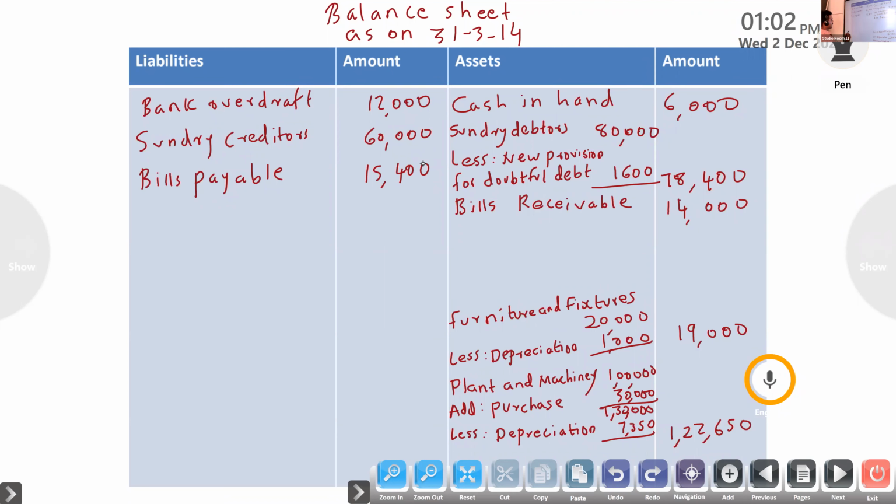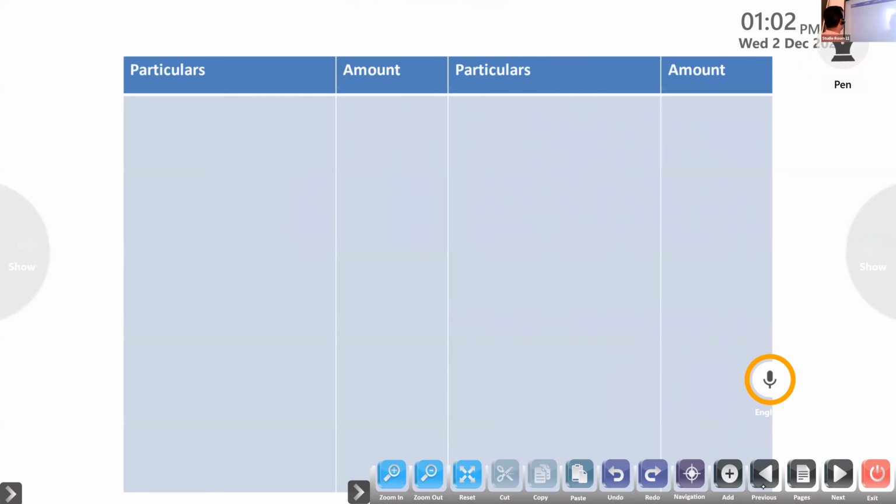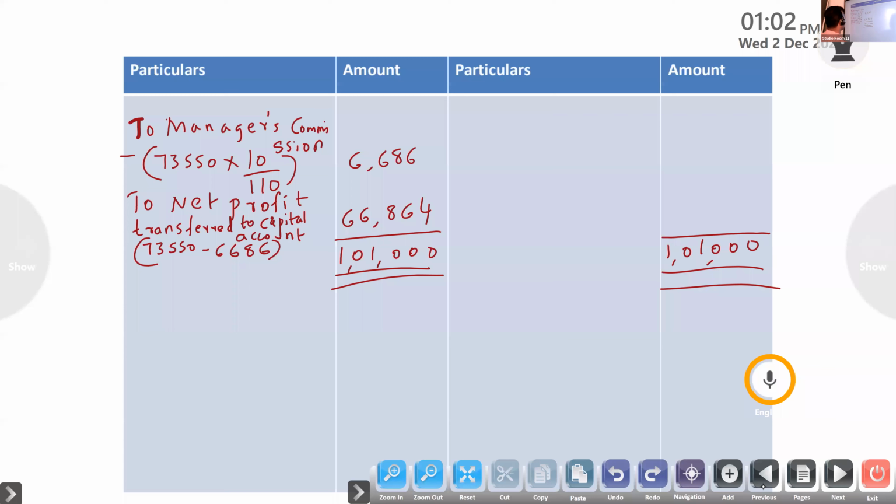Now capital, we will write capital 2 lakh. So now you have to look at the profit and loss account. Net profit 66,864.